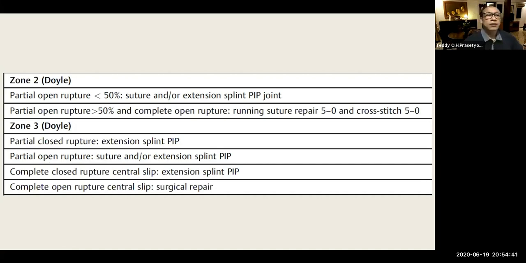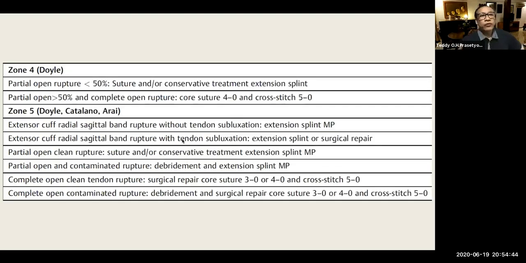Zone 4 at the proximal phalangeal level, almost the same principle. If the rupture involves less than 50%, you could rely solely on the conservative treatment, but then you can combine it also with surgical repair. If it is more than 50% or complete, just the same, right? But starting from this zone 4, you start using bigger suture material with 4-0 instead of 5-0, with non-absorbable material like nylon or polypropylene, or with other materials, you are also welcome.